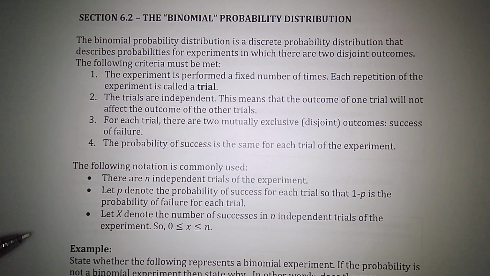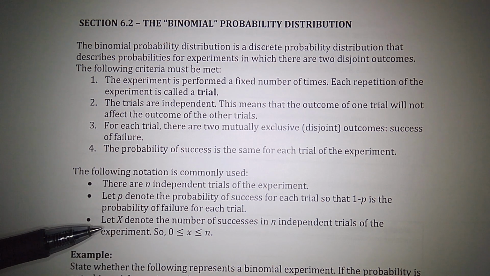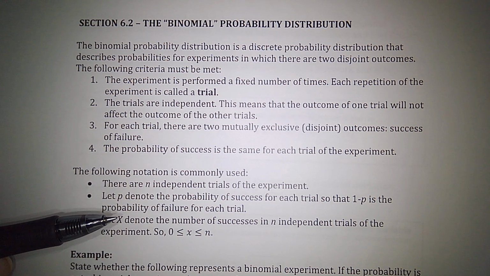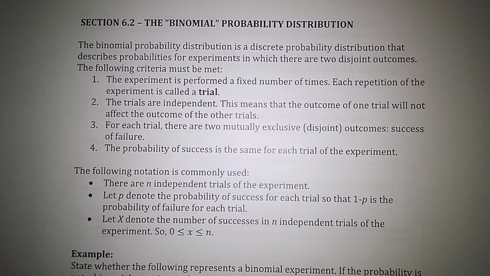The following notation is commonly used. There are n independent trials, so how many times do you plan to flip the coin? P will denote the probability of success for each of the trials, so that clearly means then that 1 minus P is the probability of failure. Then let X denote the number of successes in n independent trials. So let's say I flip the coin 20 times, which is n, and I want exactly X, meaning 12 heads, so X would be 12. So the number of successes you want always has to be a number between 0 and the total number of trials.